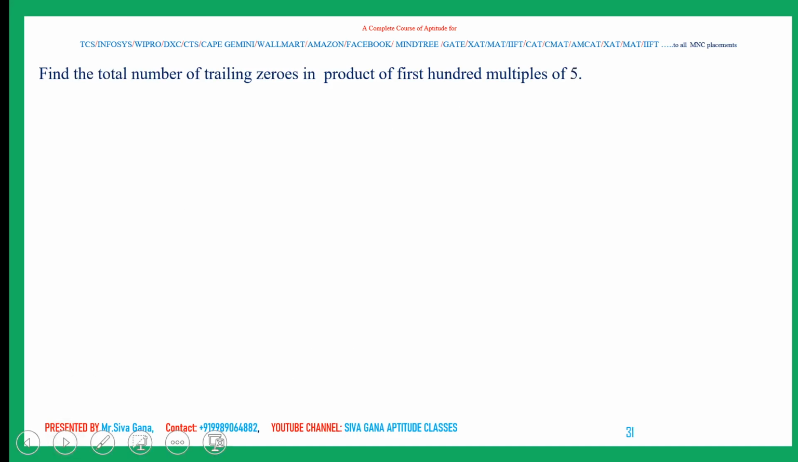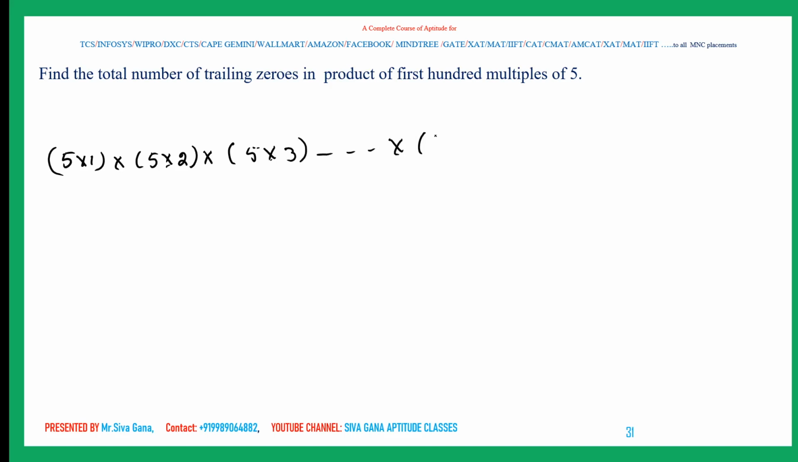Next, find the number of trailing zeros in the product of the first 100 multiples of 5, which is nothing but 5 into 1, 5 into 2, 5 into 3, like that. The first 100 multiples of 5 is 5 into 100, 5 repeated 100 times, which is 5 power 100. The rest is 1 into 2 into 3 and so on up to 100, which is nothing but 100 factorial.